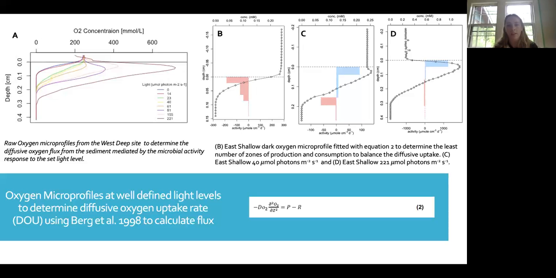So red is all the consumption, and blue boxes are production rates. So basically when it's dark, there's only consumption, and then as you move along to 40, where we have that subsurface oxygen zone starting to produce, we have production. And then once we get to the higher light levels, we have way more production than consumption. So therefore it's a net productivity when you get to the higher light levels.